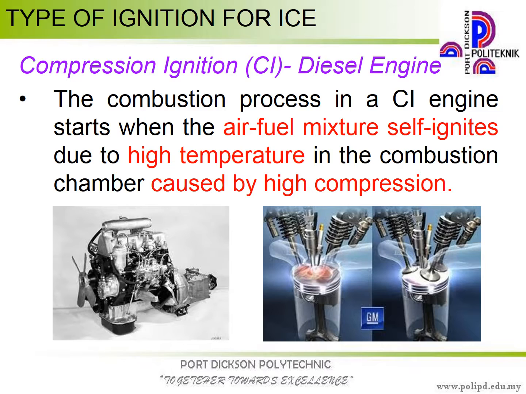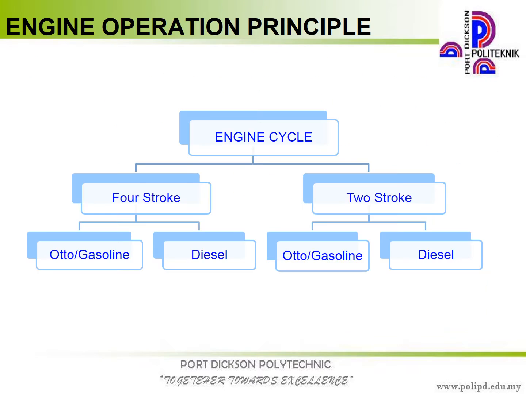The combustion process in a compression ignition engine starts when the air-fuel mixture self-ignites due to high temperature in the combustion chamber caused by high compression. Engine cycles can be divided into two types, 4-stroke and 2-stroke. For both engine cycles, they can be divided into the gasoline or Otto cycle and the diesel cycle.